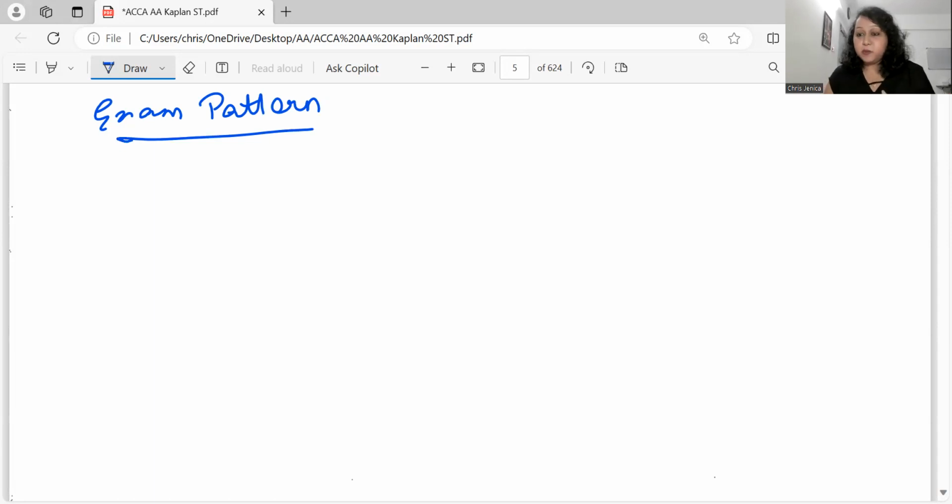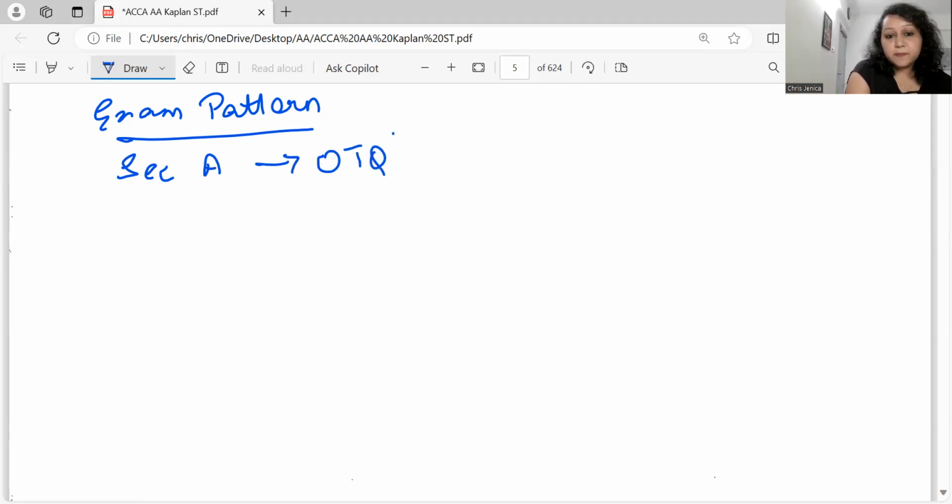So this is the 8th paper of ACCA. This is the skills level paper. This is going to be a paper in which you will be writing more of theoretical concepts. You will have to study complete theory here. The exam pattern will be based on two sections. Section A will be objective test questions.